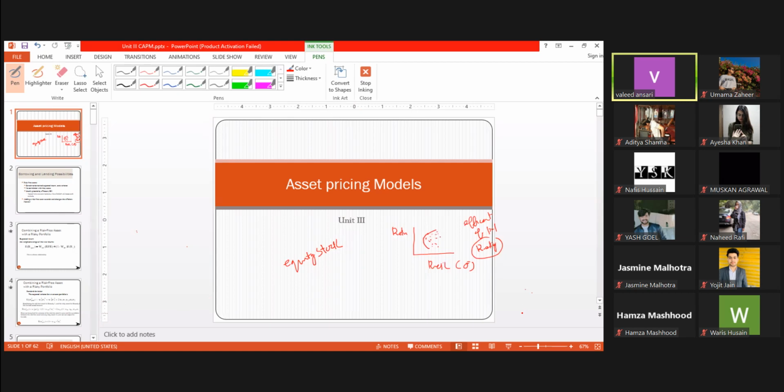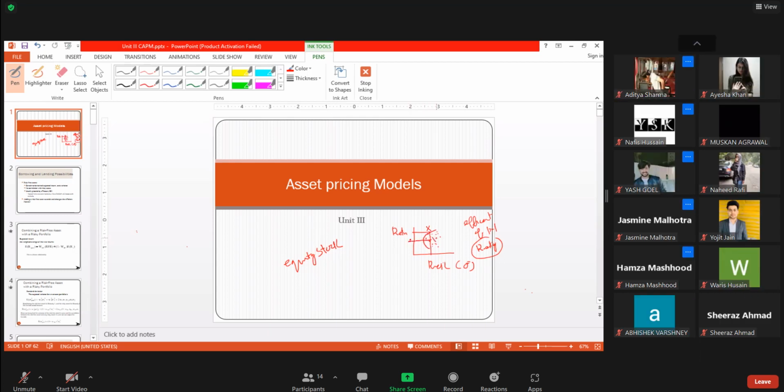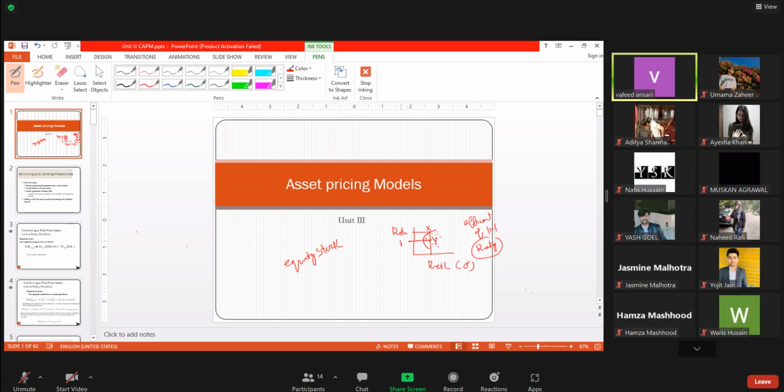The point I was explaining is that any portfolio which lies on this line will be preferred over this one, because this portfolio, let us say X, provides higher return for this level of risk, whereas this portfolio, let us say Y, is offering lower return. Return is lower here and the risk is the same, let us say 10%, so X will be preferred.